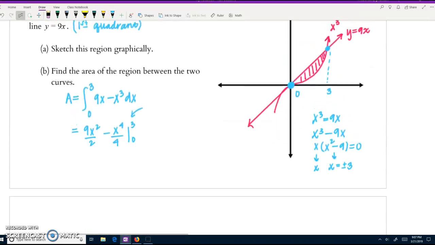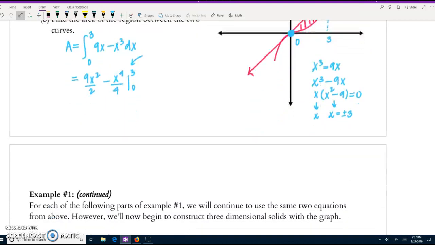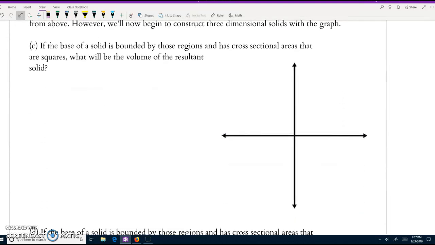So we're interested in this particular area, but that's not anything new. That's stuff that we've been doing since the very beginning of chapter 7. So we want to move on to do something a little bit different, and that's where part C is going to come into play.